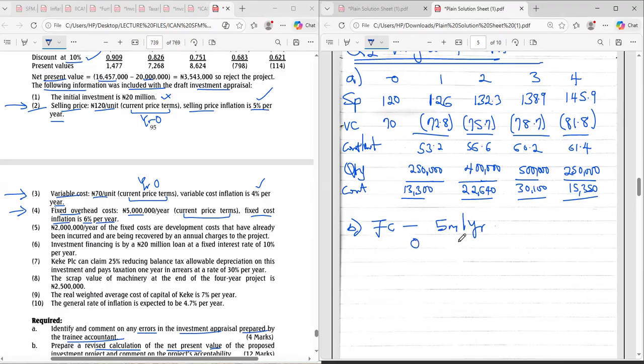So we're going to have here 0, 1, 2, 3, and 4. Here we have 5 million. And what's the inflation rate on fixed cost? 6%. So what will year 1 be? Inflate 5 million by 6%. What will year 1 be? That's 5 million times 106.